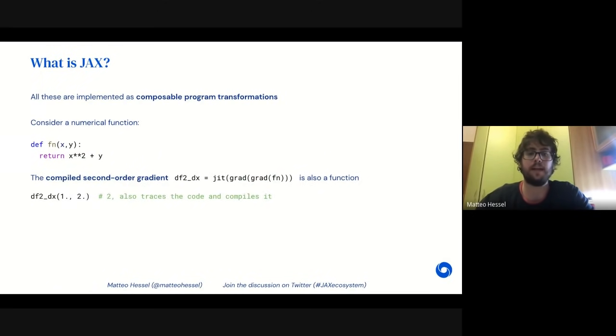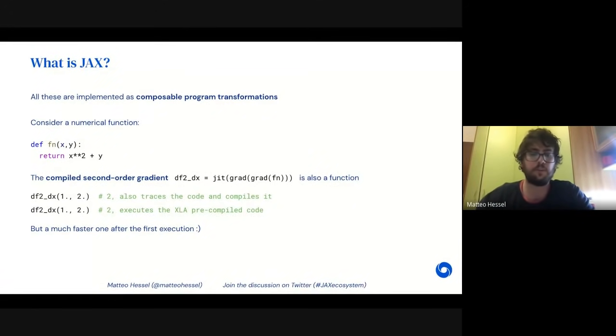Similarly, you can mix and match this with other program transformations like compilation. If you just call jit of grad of grad of the original function, this gives you a compiled second order gradient function that, again, you can call like any other Python function. The first time you call it, it will trace the code and compile it using XLA. Then the second time, and all following times you call the same function, it will execute the precompiled XLA code and therefore be much faster.